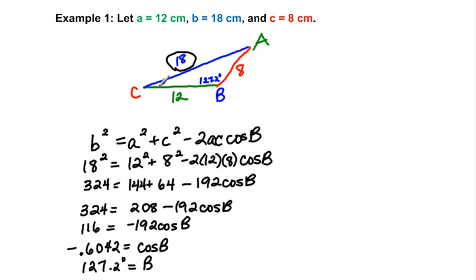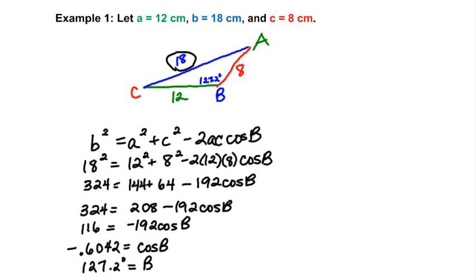So now we need to find measures A and C. There's really only one more thing to do. We just need to find one of those angles because the last angle is the sum of the two subtracted from the 180 degrees. So actually at this point now you can use the law of sines to solve for one of the angles. So let's just solve for angle A.